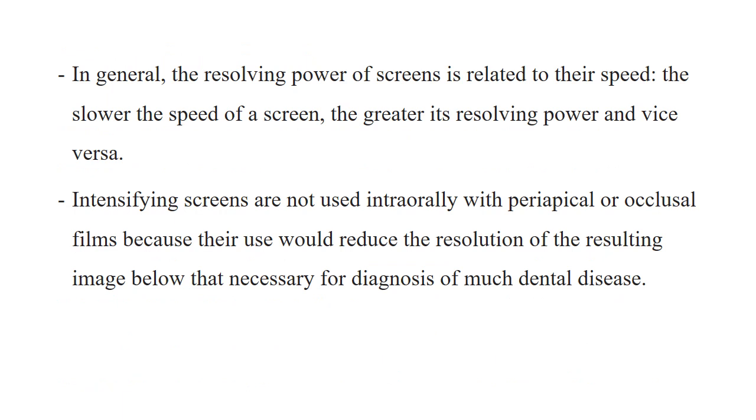In general, the resolving power of screens is related to their speed. That is, the slower the speed of a screen, the greater its resolving power, and vice versa. Intensifying screens are not used intraorally with periapical or occlusal films because their use would reduce the resolution of the resulting image below that necessary for diagnosis of much dental disease.